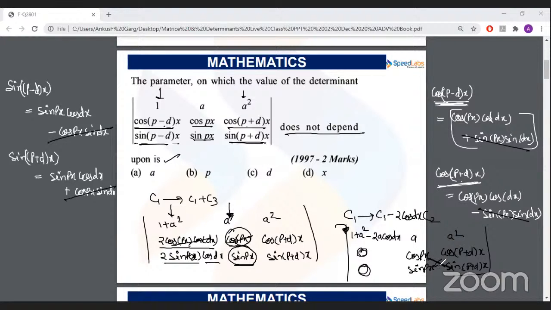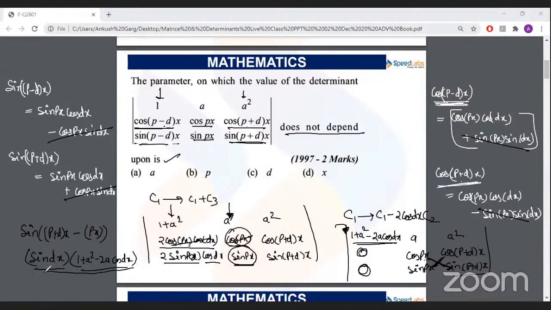sin A cos B minus cos A sin B, so that will be sin of A minus B. So if you simplify, px will be gone, it is simply coming out to be sin dx, and this element is coming out to be 1 plus a square minus 2a cos dx. ठीक है, ये एलिमेंट क्या आ रहा है? 1 plus a square minus 2a cos dx.